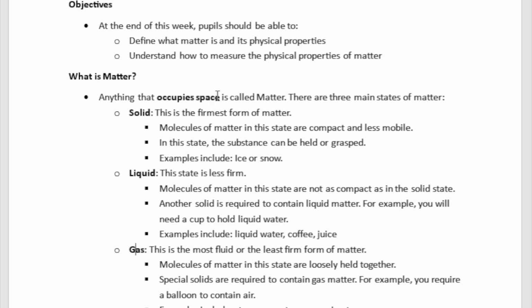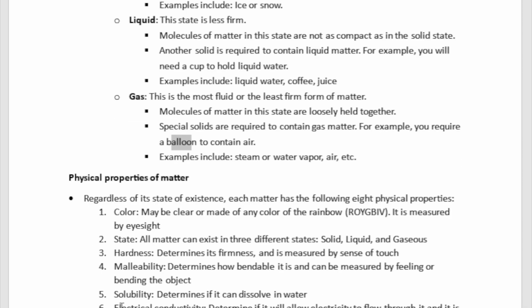Again, what is matter? Matter is going to be anything that occupies space, okay? Your ice cube can occupy space. The liquid water can occupy space as well. The air inside the balloon, guess what? It can occupy space. All right. So what are some physical properties of matter?